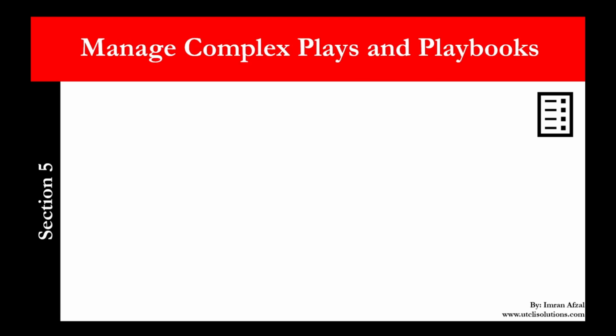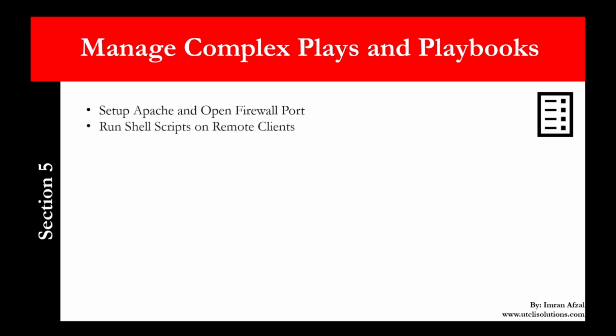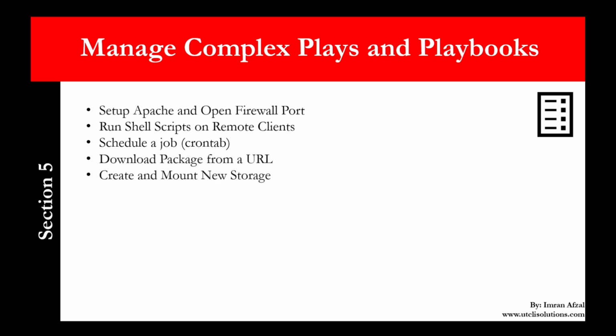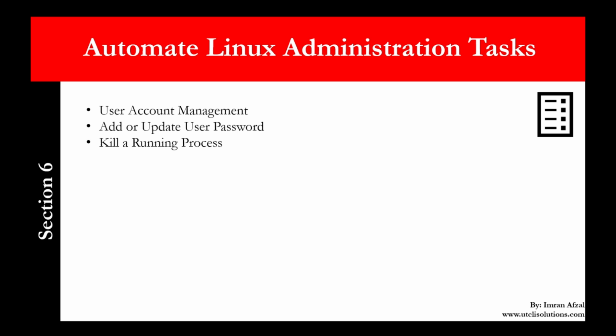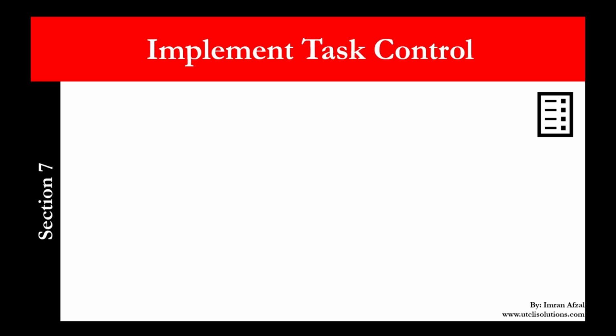Moving on to section 5, manage complex plays and playbooks. Set up Apache, run shell scripts, schedule a cron job through your playbook, download a package, create and mount new storage. Then section 6, automate Linux administration tasks, which includes user account management, add or update user password, killing a process. Then coming down to section 7, implement task control, how you could control your tasks.